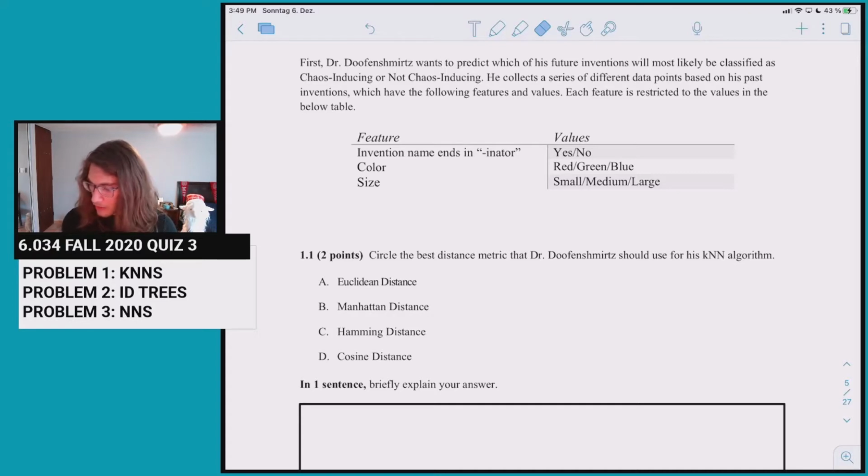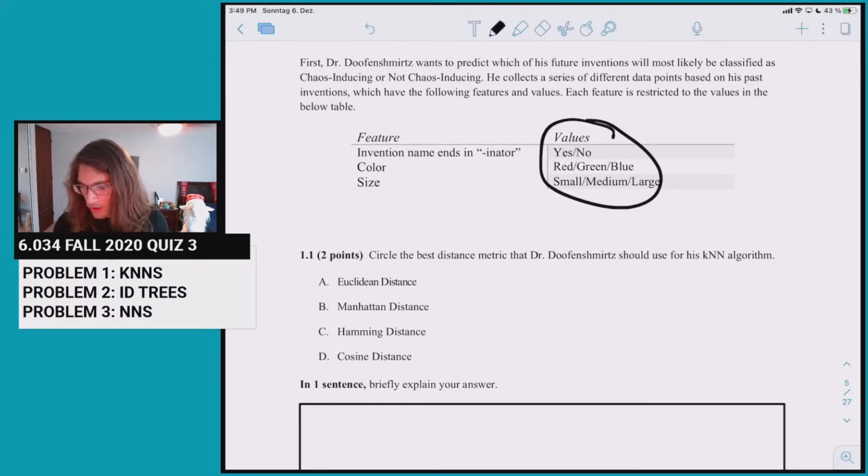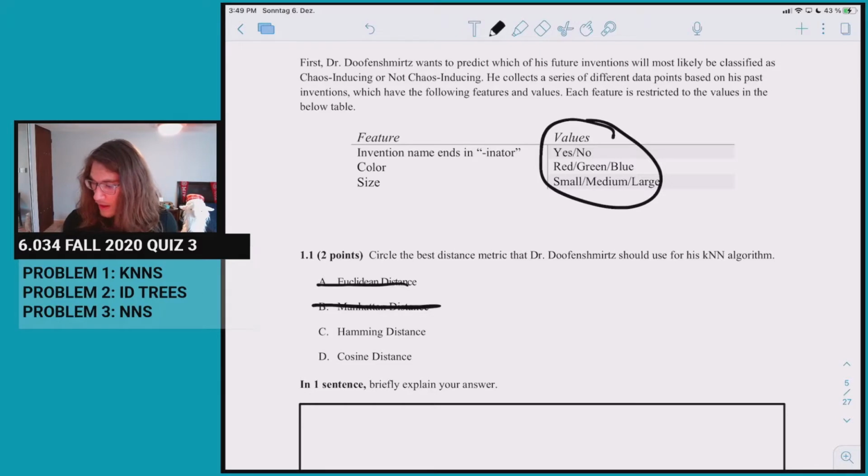And what I want to bring your attention to is, we're asked for the best distance metric, and if we were to plot this, how would we do so, because we don't have numerical values here. I think that's a really key point in eliminating Euclidean and Manhattan distance, and to some extent that also eliminates cosine distance. But I wouldn't really trust selecting Hamming distance just yet.